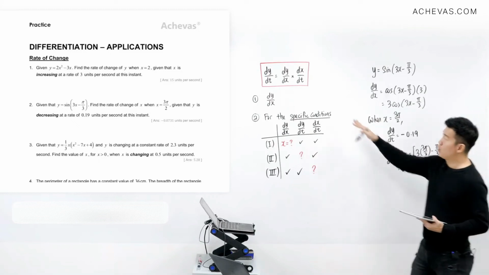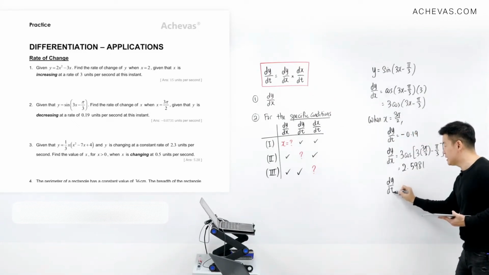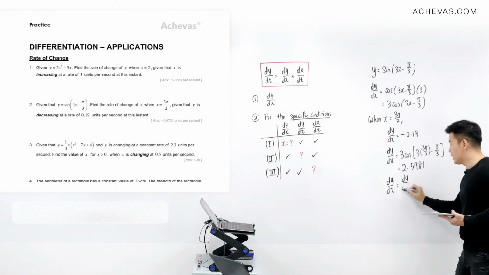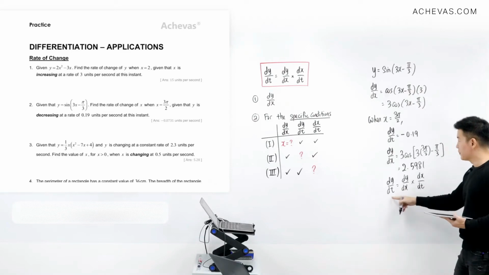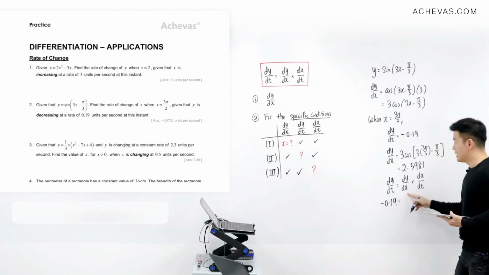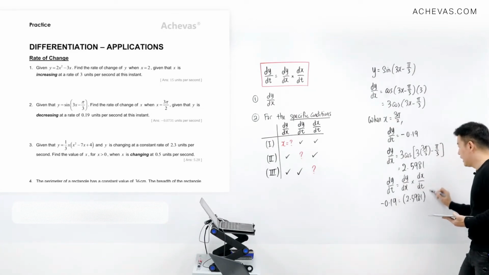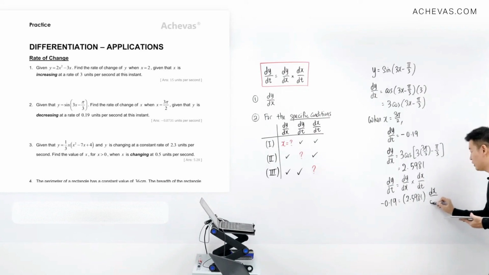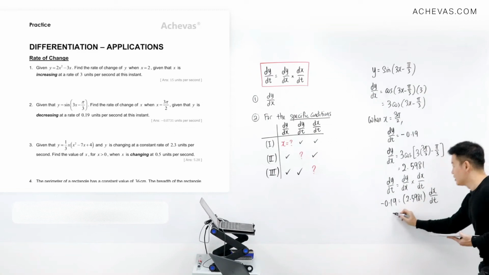And now I'm ready to quote the rate of change equation, and I'm going to quote it as dy/dt is equal to dy/dx multiplied by dx/dt. And what is dy/dt? This is minus 0.19. What is dy/dx? This is 2.5981, and dx/dt is the last unknown that we are supposed to find, and that will help us to achieve what the question also wants us to find.